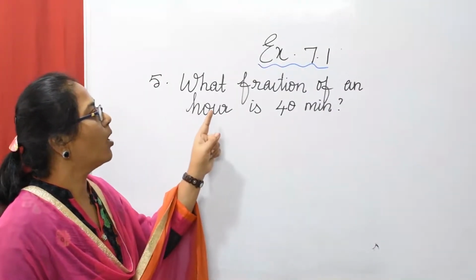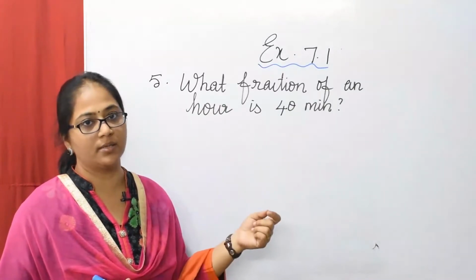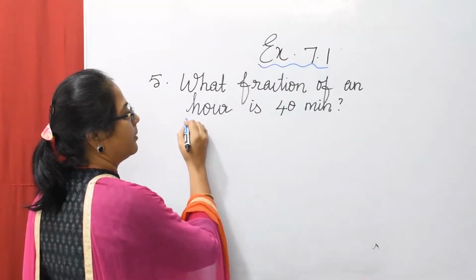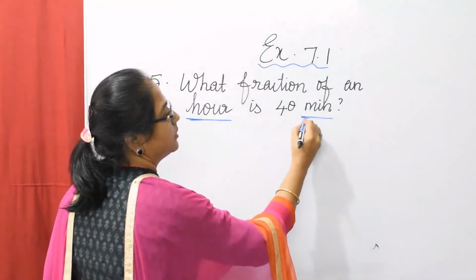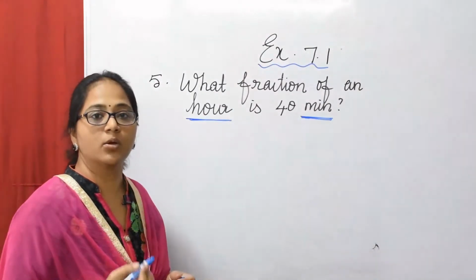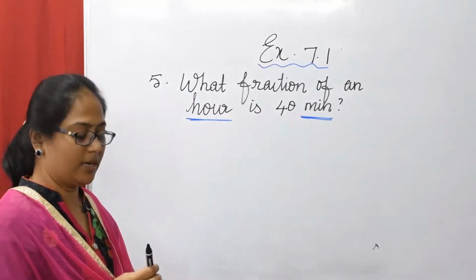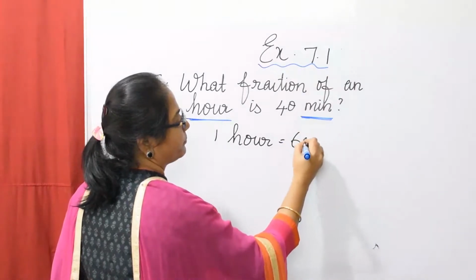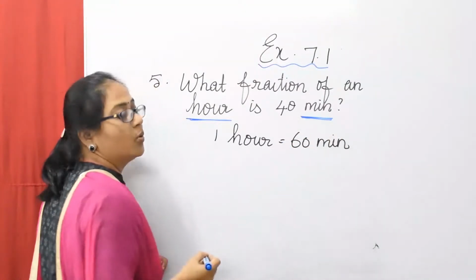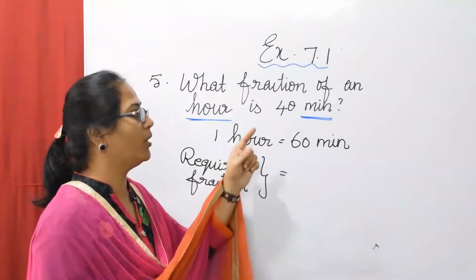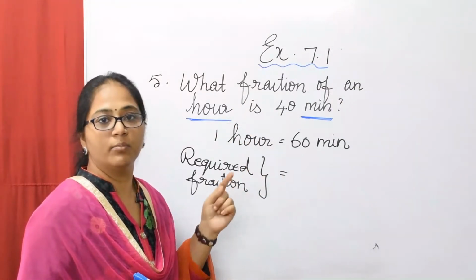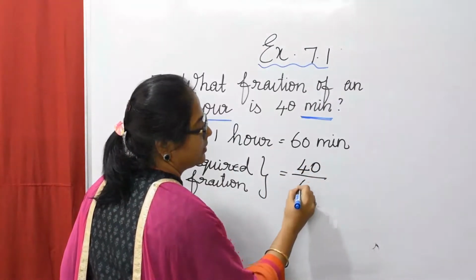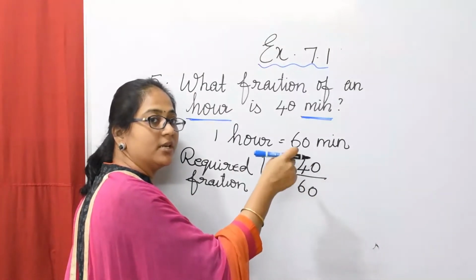Question number 5. What fraction of an hour is 40 minutes? Okay. This sum is related to hours and minutes. So how many minutes is going to make an hour? 1 hour is equal to 60 minutes. So what is the required fraction here? What fraction is 40 minutes out of 60 minutes? So 40 by 60.